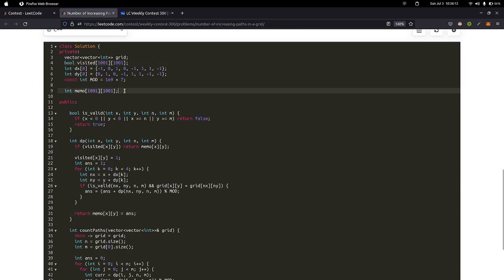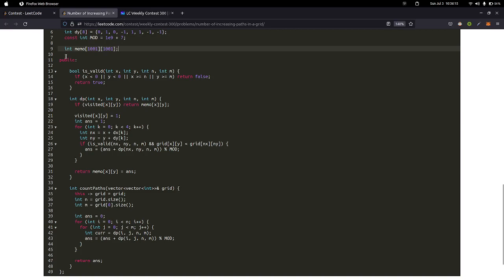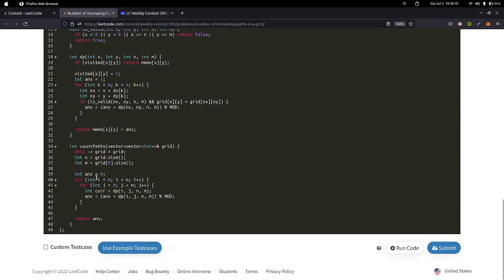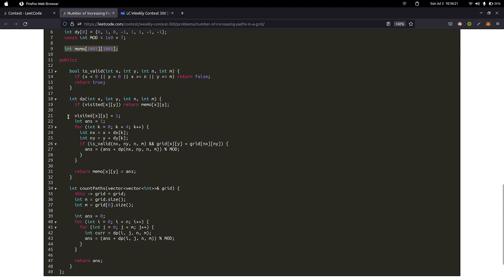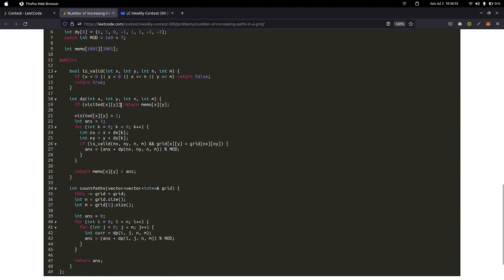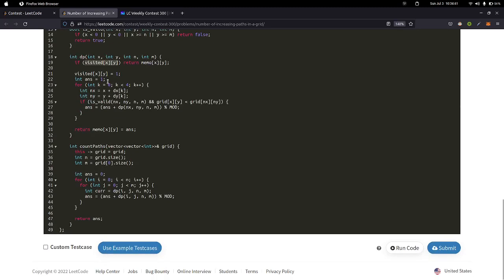We can actually do this solution using only the memo array itself. You can just initialize everything as -1, just like in classic DP problems. Since it seemed like DFS, I created the visited array, but the implementation is the same. We can just remove it and replace the check with if memo of x comma y is not equal to -1, and that will be the only difference. And we don't need the visited array.